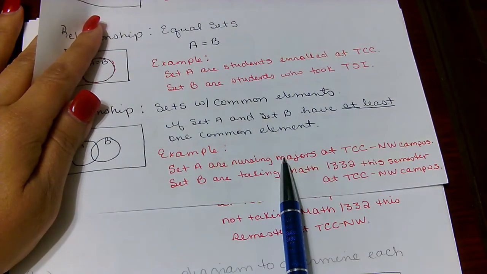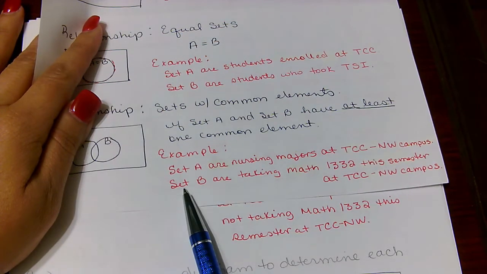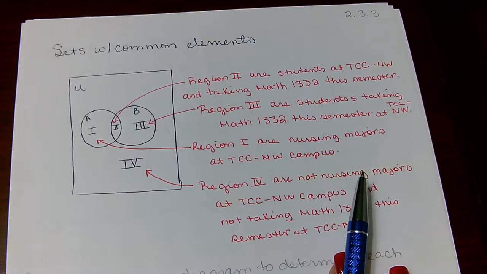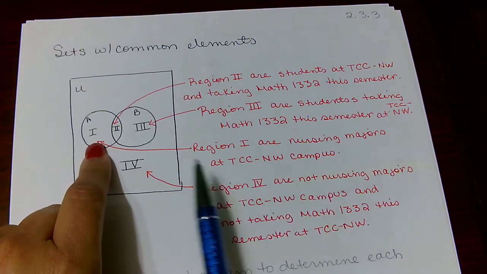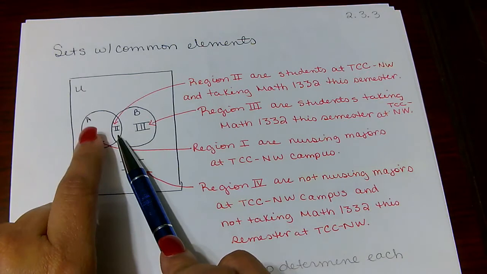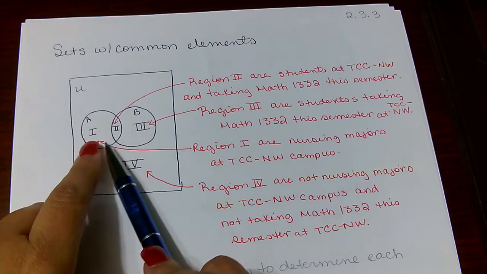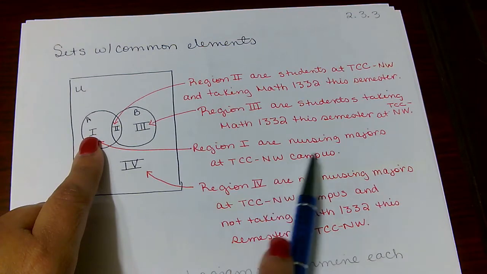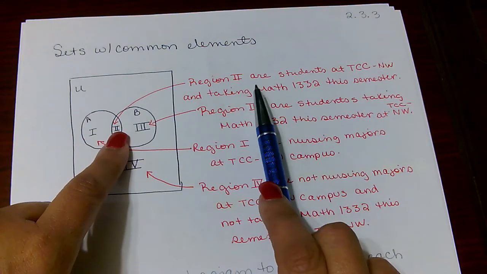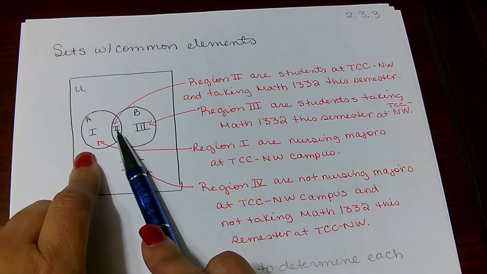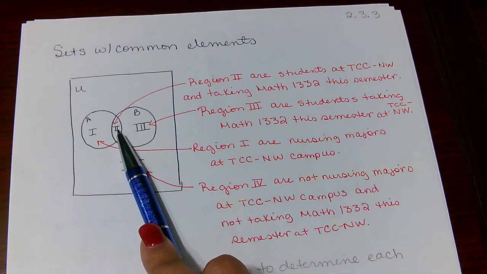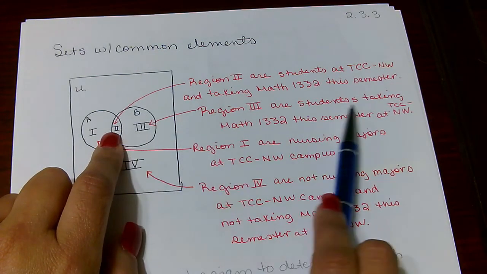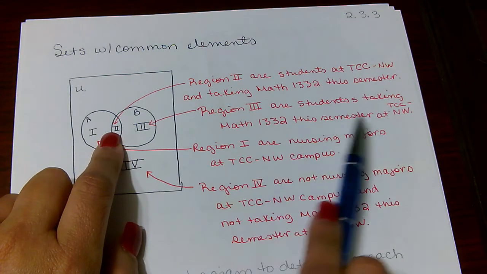Here we had set A, nursing majors at TCC Northwest Campus. Set B are those taking Math 1332 this semester at Northwest Campus. So here we have Circle A, which is going to be broken up into two regions. You have Region 1 and Region 2 within this Circle A. Region 1 would represent all the nursing majors at the TCC Northwest Campus. Region 2, if you notice, is both in Circle A, which represents the nursing students at TCC Northwest Campus, and in Circle B, which are the students taking Math 1332 this semester at TCC.